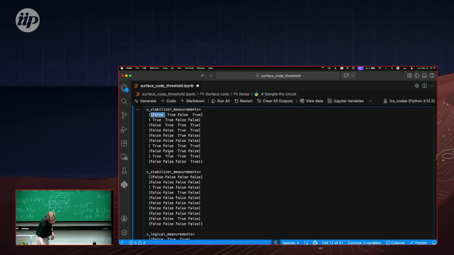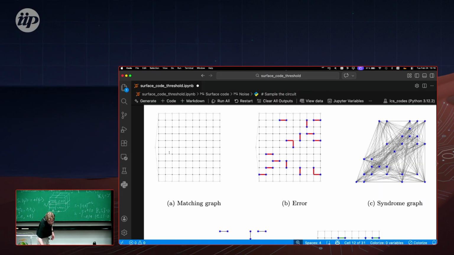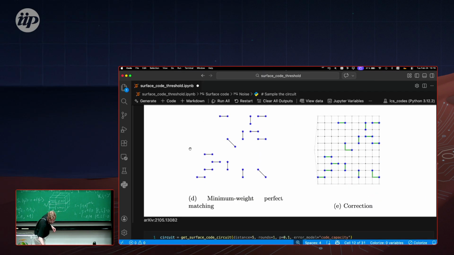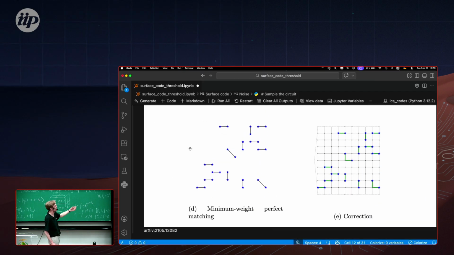Now I can take these and feed them to the decoder in the same way as before. As a quick reminder, there's some error, so we sample the actual error. We can do this on the computer, but we would not be able to do this on the quantum computer. We get those syndromes, we get the syndrome or matching graph, and then we feed this to the decoder that gives us a minimum weight perfect matching, which we then apply as a correction.